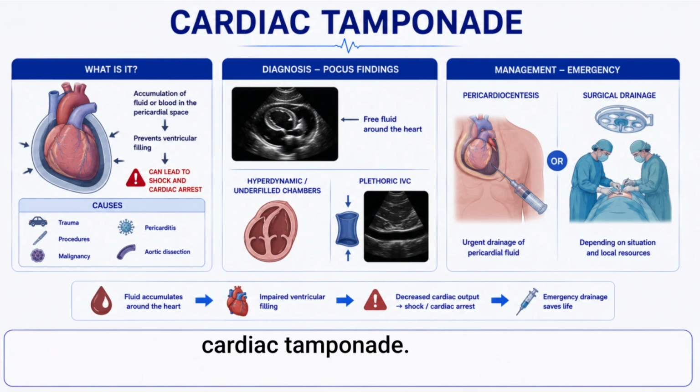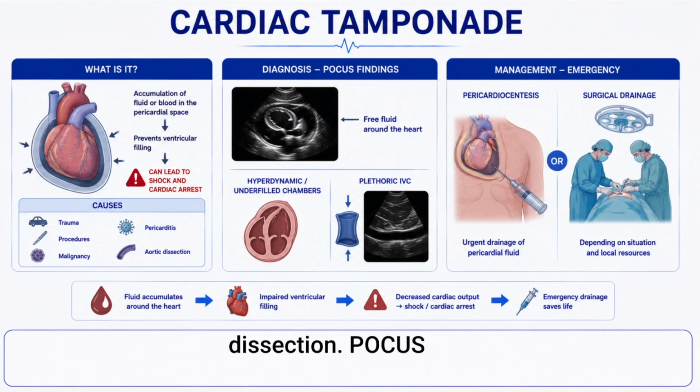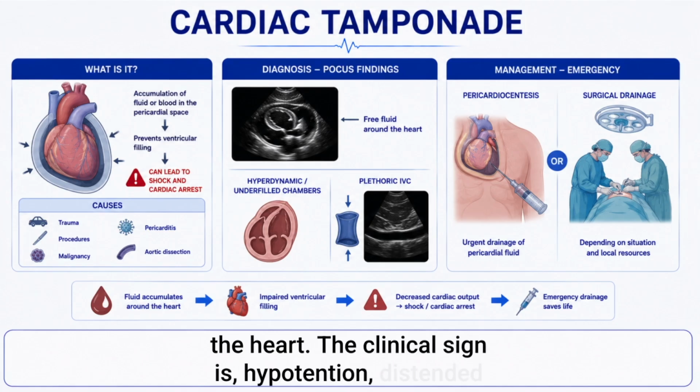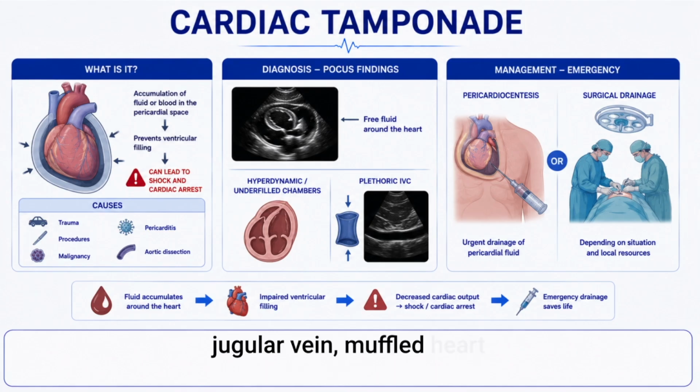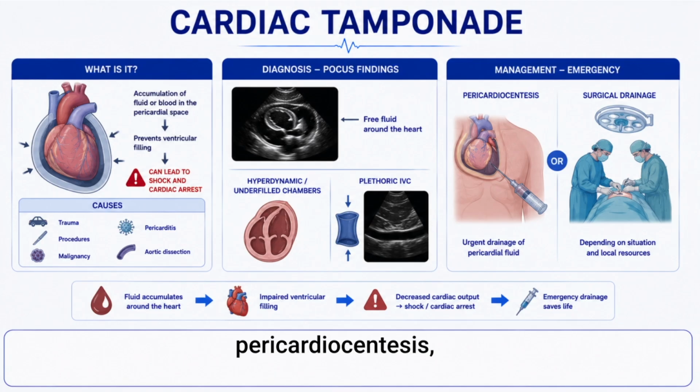Cardiac tamponade. Cardiac tamponade means fluid or blood accumulates around the heart, preventing proper ventricular filling. It can occur after trauma, procedures, malignancy, pericarditis, or aortic dissection. POCUS can show free fluid around the heart. The clinical signs are hypotension, distended jugular veins, and muffled heart sounds. This is what we call Beck's triad. Management is emergency pericardiocentesis or surgical drainage depending on the situation and local resources.